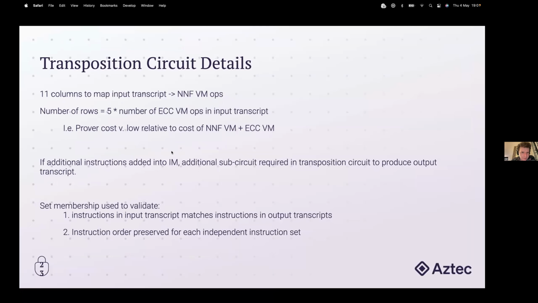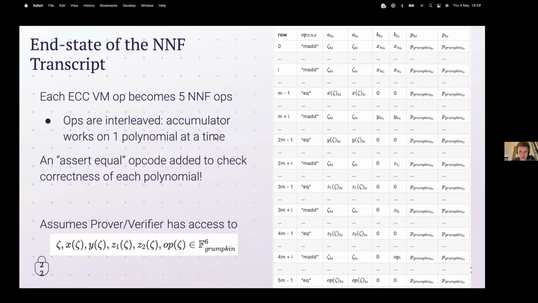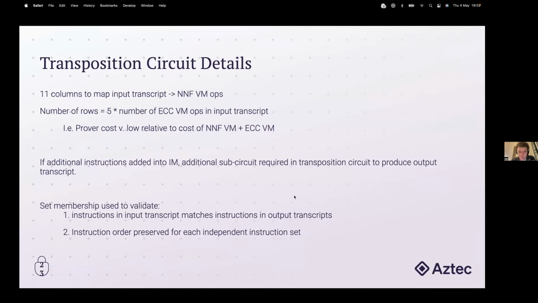So yeah, details about the transposition circuit. I don't know if it's worth going over this because I imagine this is like a month old and it's already obsolete, and I haven't even written a line of code about it. But the idea is, there's going to be a little bit of algebra if you want to do these transformations. It's a bit of a cost, but it's pretty trivial compared to the costs of actually proving the ECCVM, proving the non-native field VM. So it's kind of not that relevant.